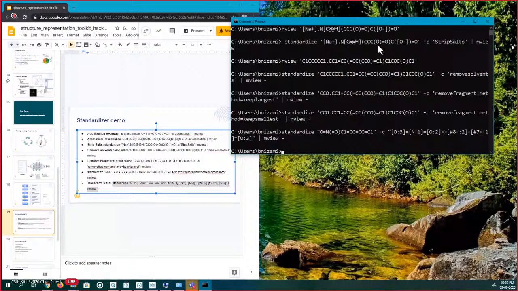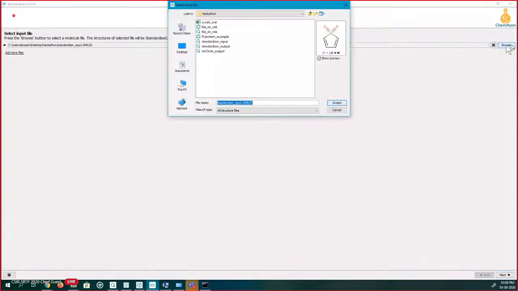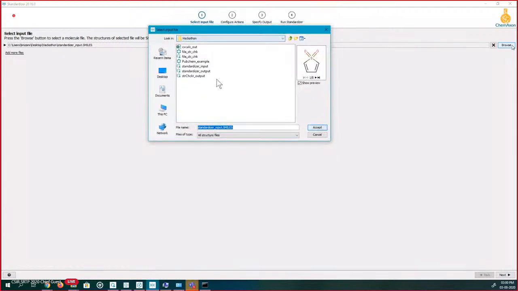I'm going to show you how you can use the GUI tool. So I have a standardizer tool open here. I'm going to bring it here. So this is the GUI of the standardizer tool. When you start it, it gives you this window where it asks you to select your input molecule. So I will click here on browse, and I will give this input SDF file, which has I think 15 to 20 structures. So this is the standardizer input.